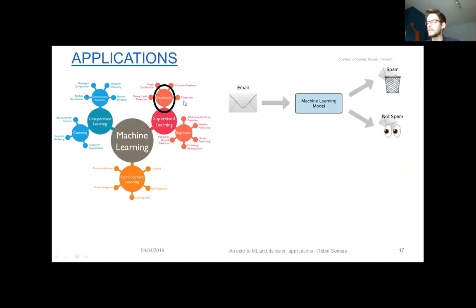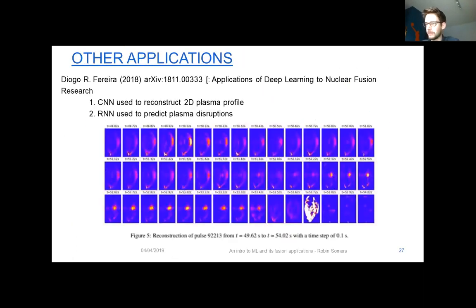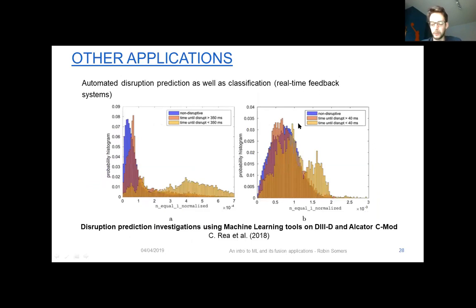Well, one of the ones I gave was this 2D reconstruction, which Diogo Ferreira used. He used a convolutional neural network to reconstruct 2D plasma profiles. As you maybe know, this can also be done by tomography, but he tried to use a neural network to reconstruct it. And he got some nice results, as you can see here. So this is another application, but as you can see, these are very, very recent papers. Also, this one is from 2018.